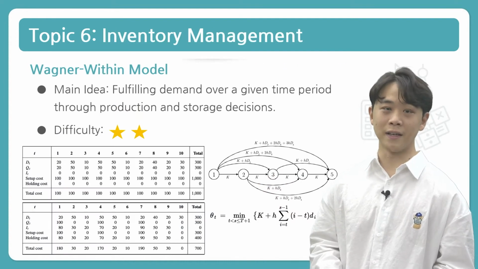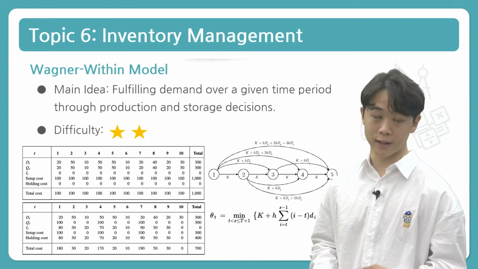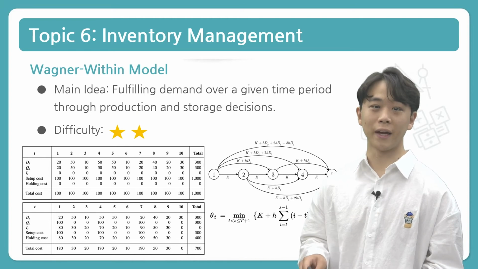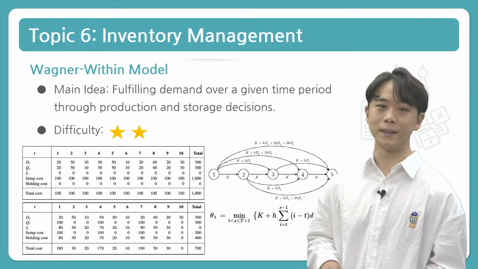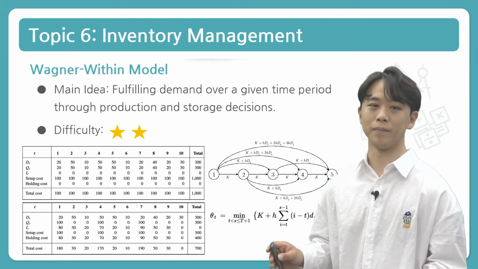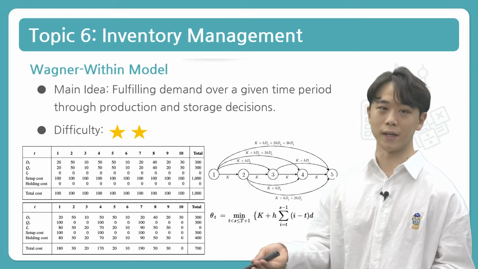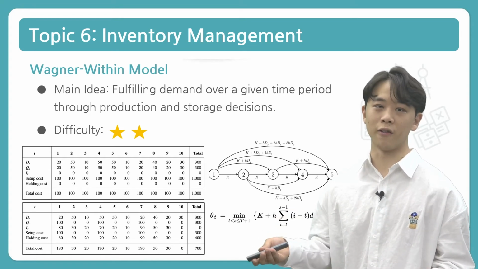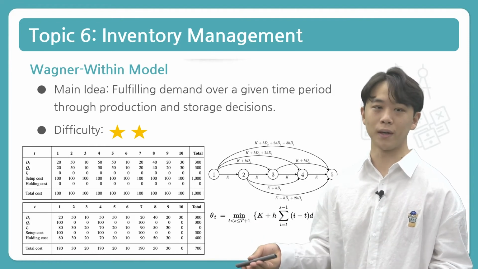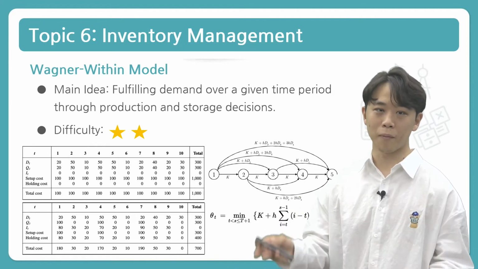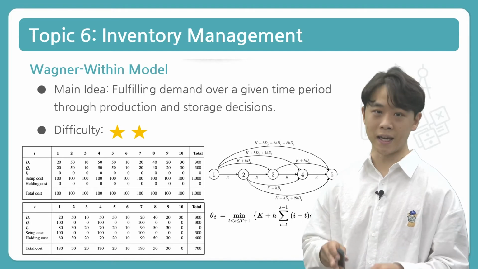Up next, we have inventory management, the Wagner-Whitin model. So this also would cater to the interests of economics and business students. So here's a problem. Let's say we know the demand forecast for the next 10 weeks. And we have the option of producing each week or producing a large stockpile and maintaining an inventory.